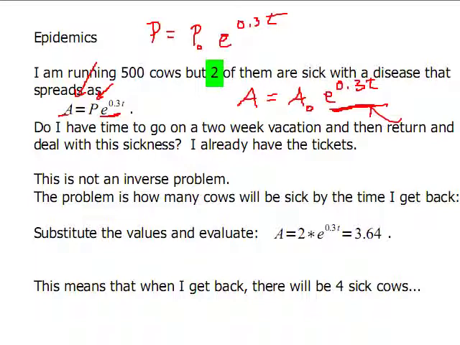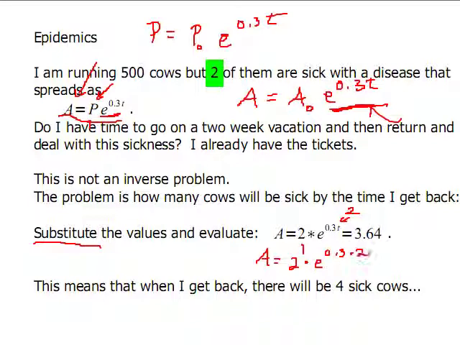The way to find that out is that you take your initial expression and you substitute the values you know. Well, I know that initially I have 2 sick cows, so I put the 2 here. And I know I want to be gone for 2 weeks. I'm assuming the 0.03 is per week and t is in weeks. So I know this value right here is 2, and I'm going for 2 weeks.